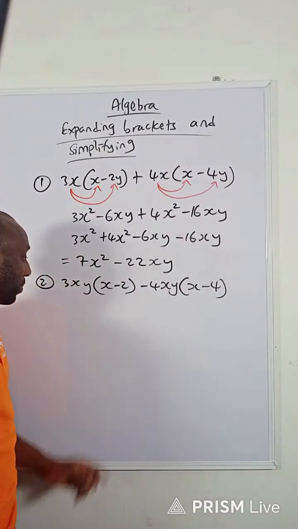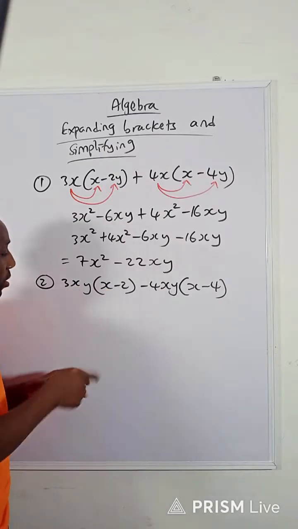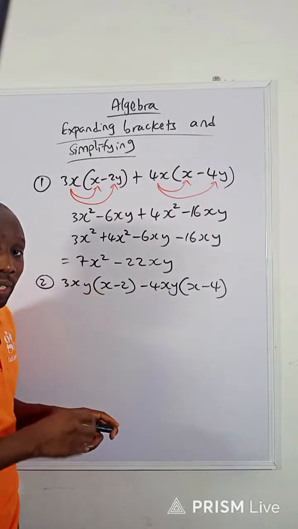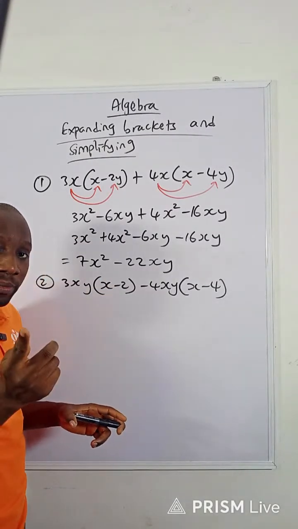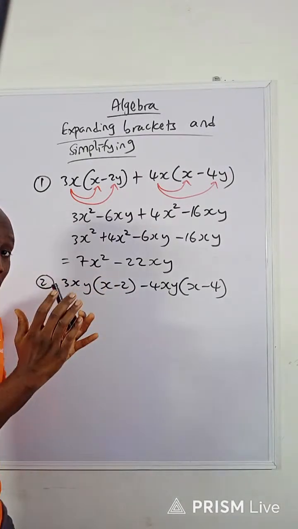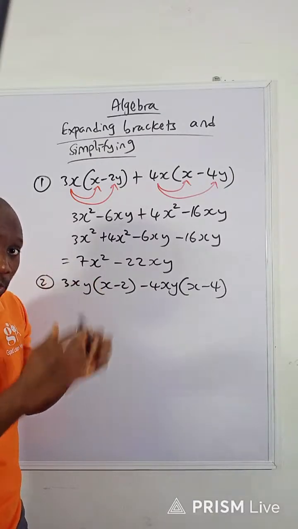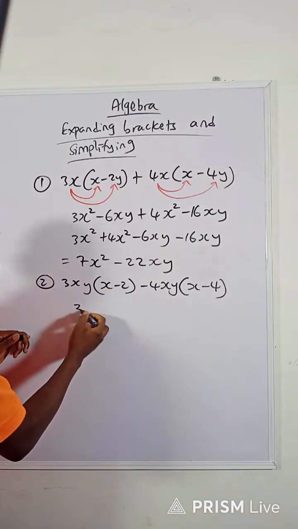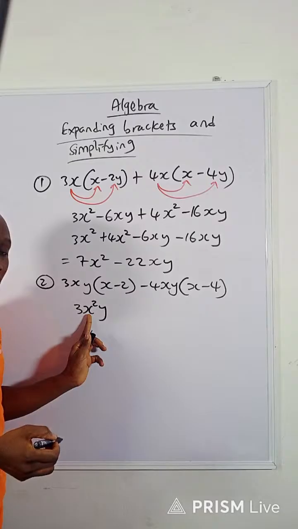Let's do this together. So 3xy times x. Notice this is 3xy and this is x. x times x is what? x squared, like I explained before. This x has an exponent of 1 and this one has an exponent of 1. So when you bring them together, use the multiplication law of indices: you add the exponents, 1 plus 1 is 2. So 3xy times x will be 3x squared y. You see that? x times x is x squared, then y.